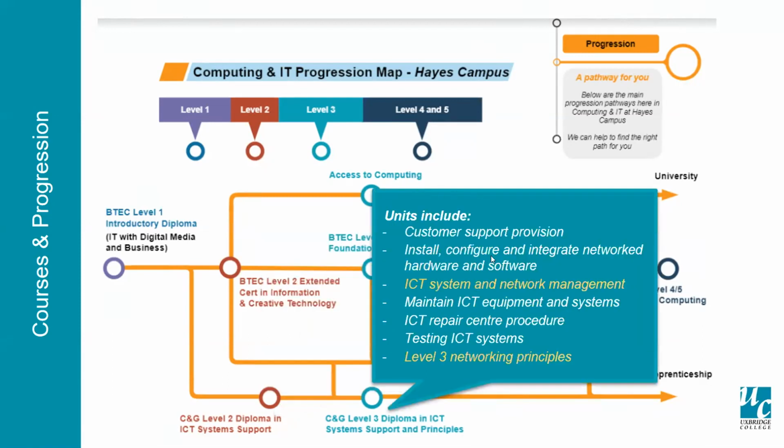And then in terms of the C&G level 3, it goes into the technical side at a more deeper level with networking principles, ICT systems, network management, those type of units, where you begin to really understand how to set up a server, how to configure a server, how to support networks. So really prepare you for the type of activities that you'll be doing in a support role in industry.